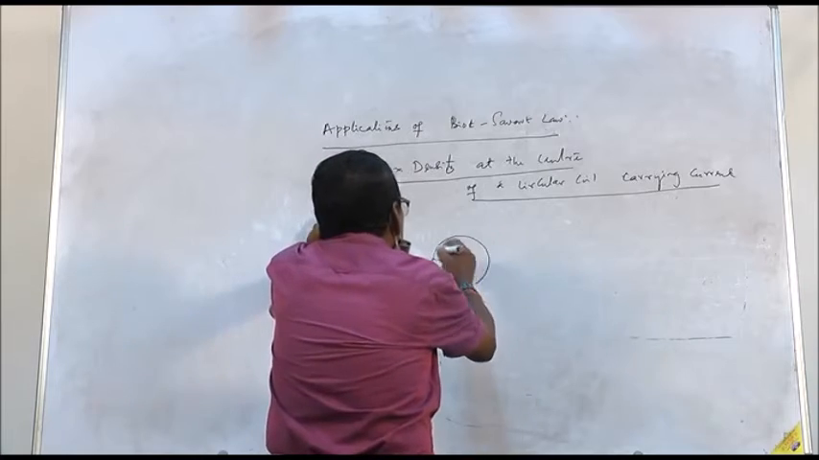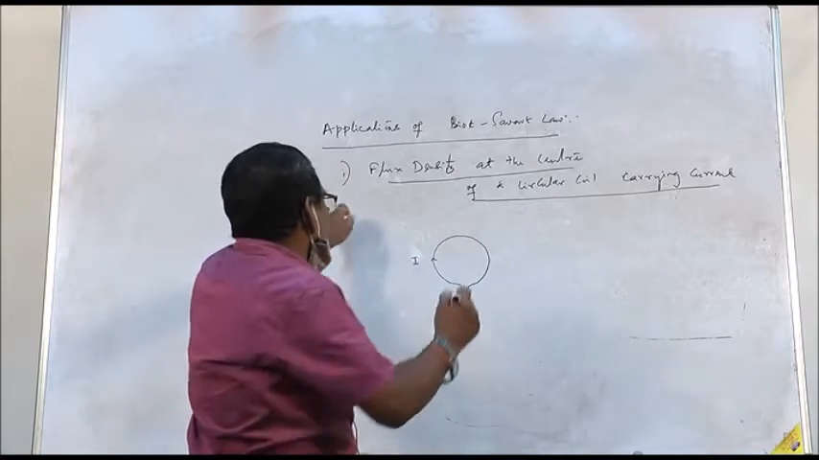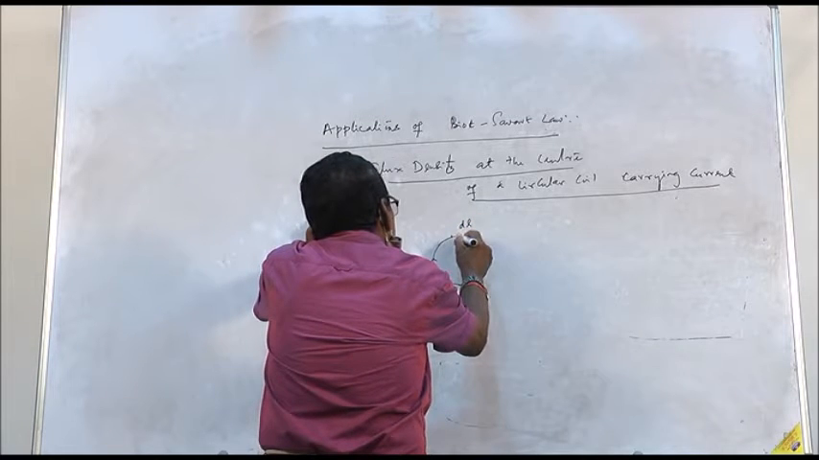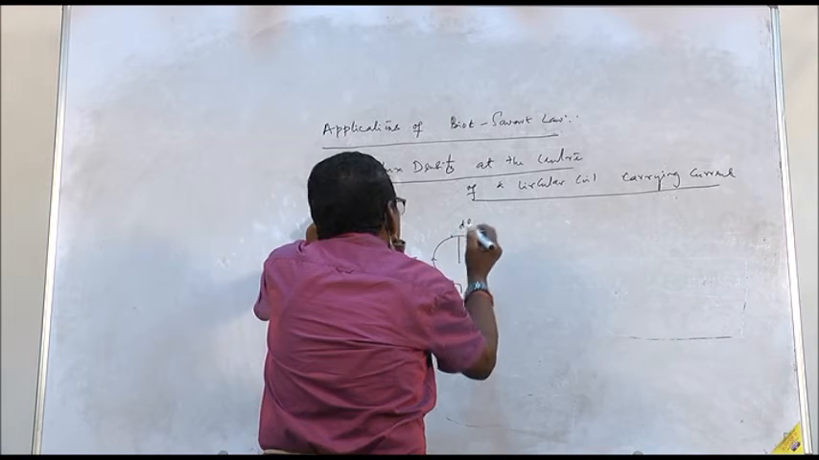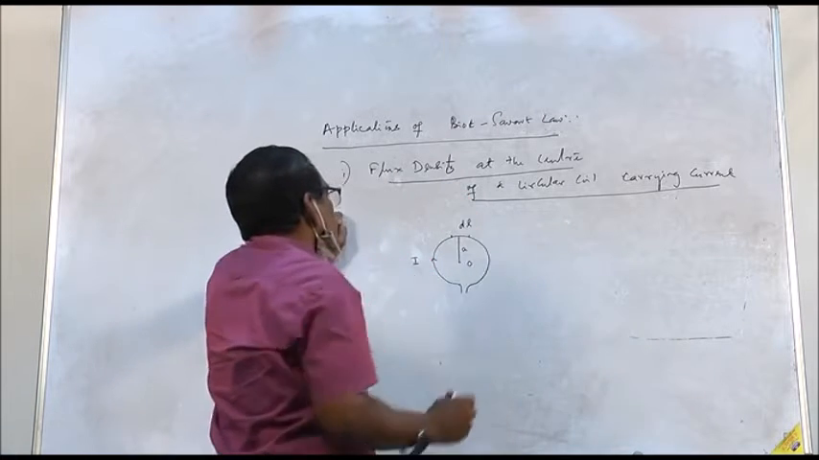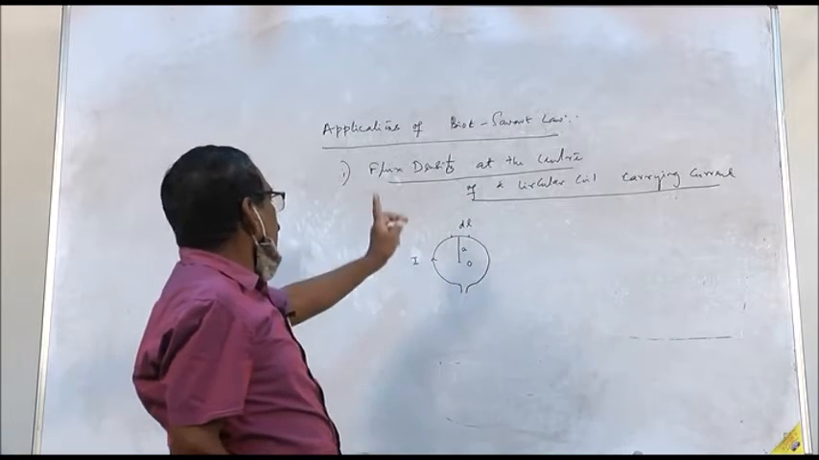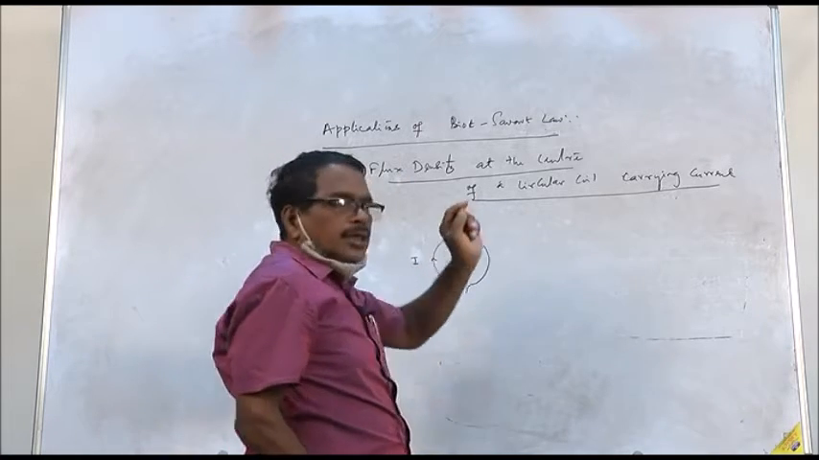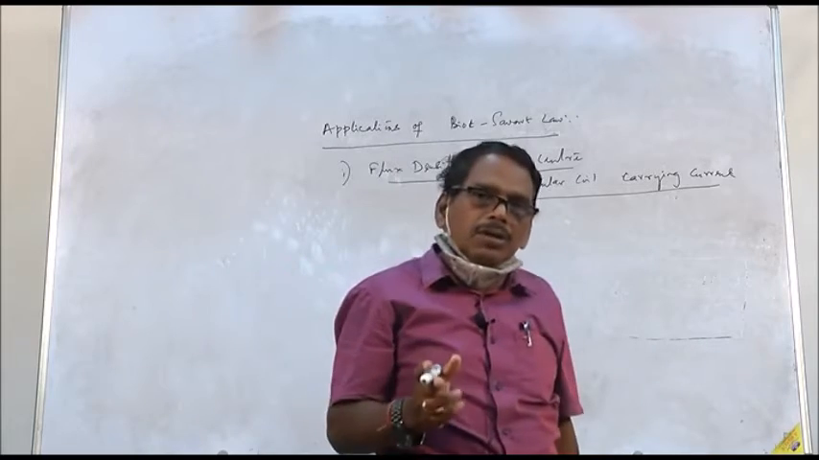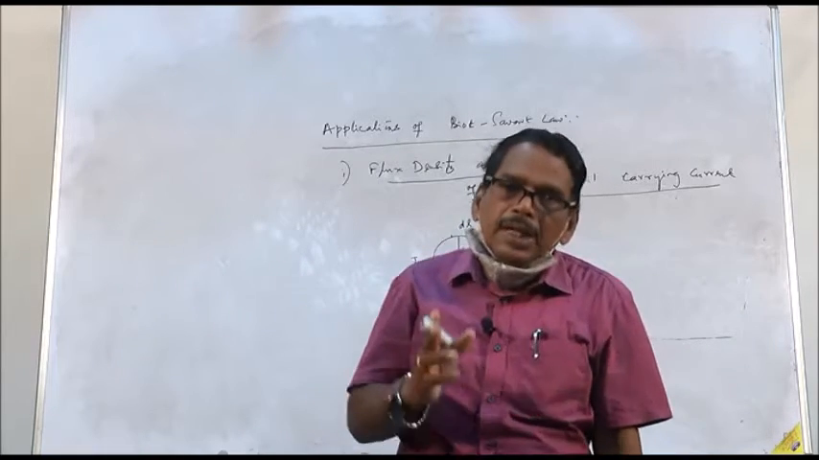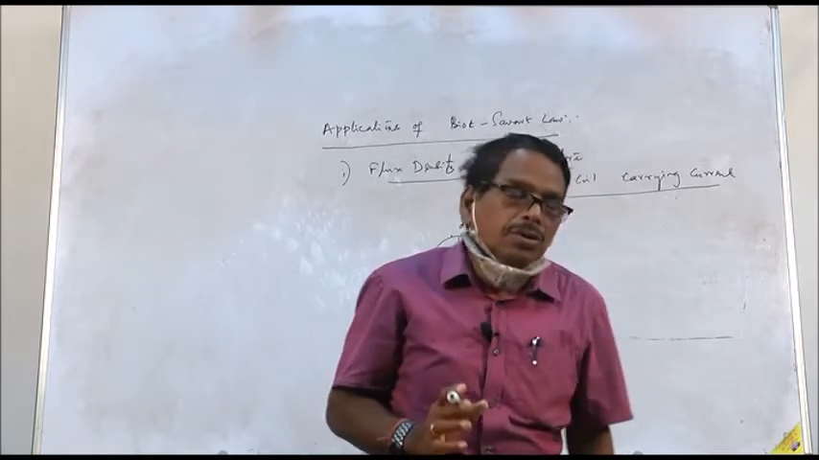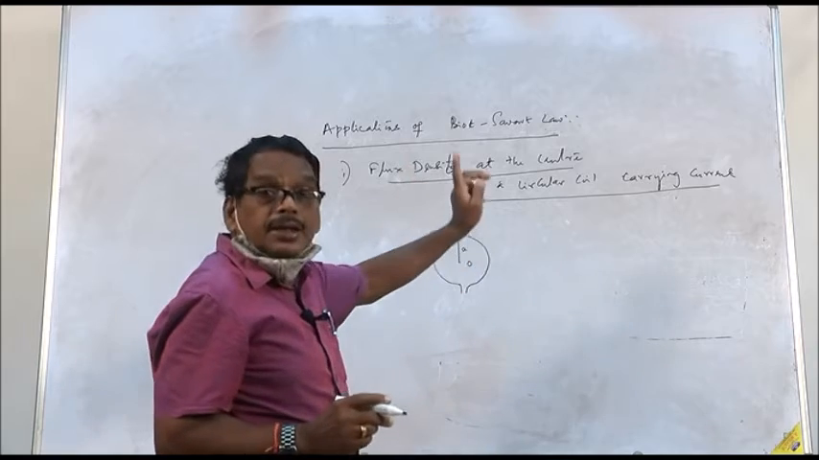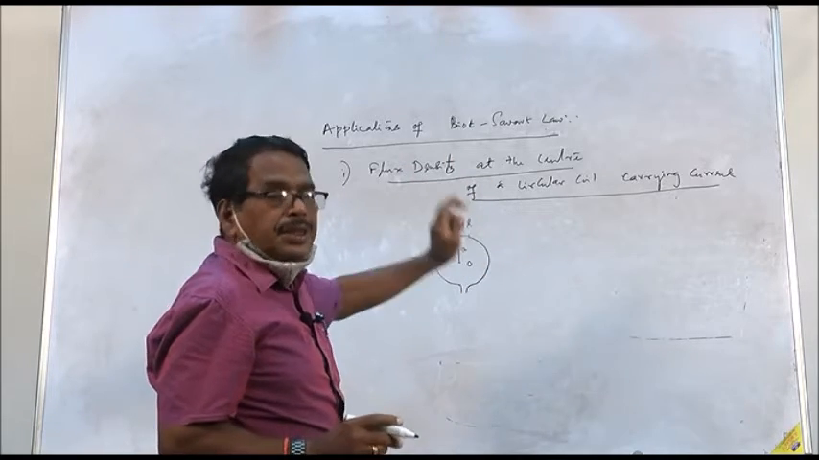So, for that purpose, let us consider a circular coil carrying current I. A small element dl is considered, the center is O, the radius is A. So, the current flowing through the coil is I, the radius of the coil is A, dl is a small element, O is the center of the coil. We will find out the flux density at the center of the coil. So, let us consider a small element dl. Suppose the flux density due to this element at the center O is dB.